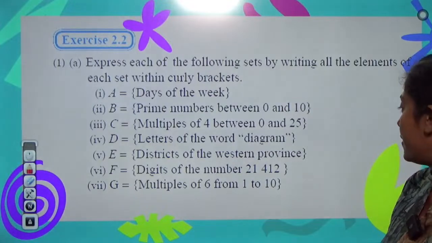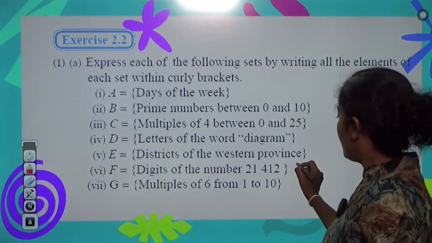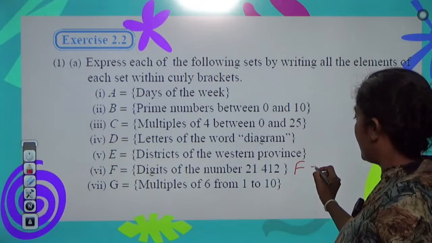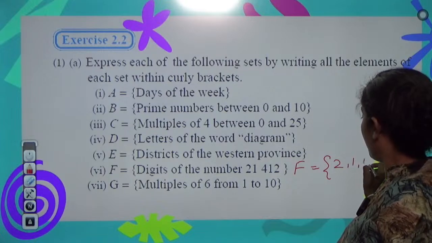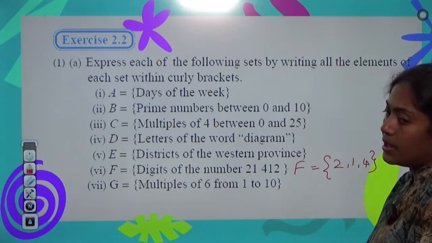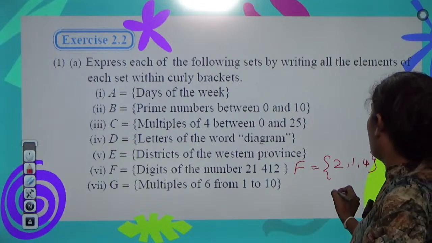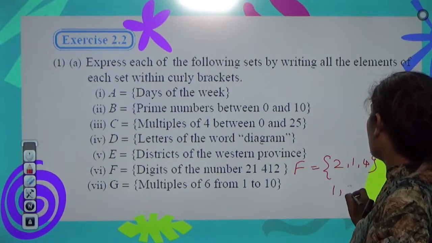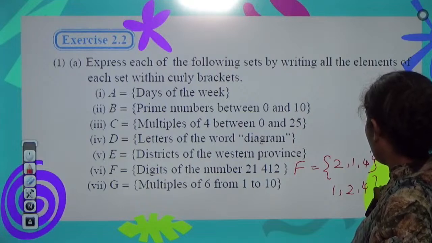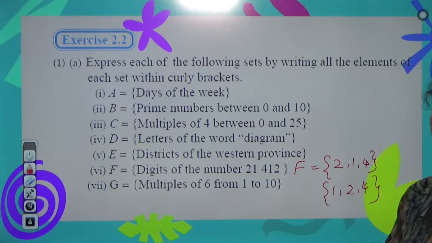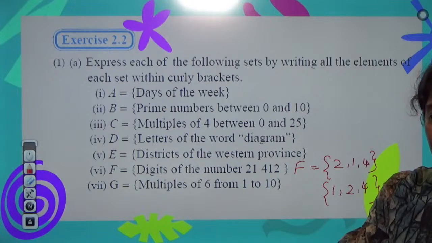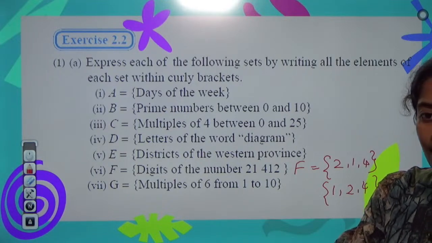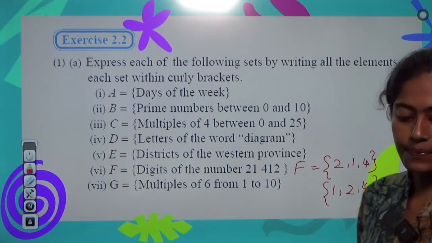Next one, F. Digits of the number 21,412. So, you have to write, yes? 2, 1 and 4. 2, 1, 4. For this, if I write like this, 1, 2, 4. Is this correct? Yes, that is also correct. I told you that day order is not important, no? Any order we can write. Okay.